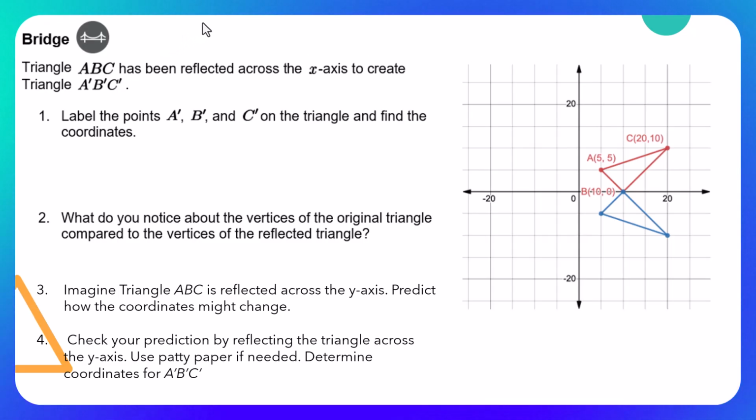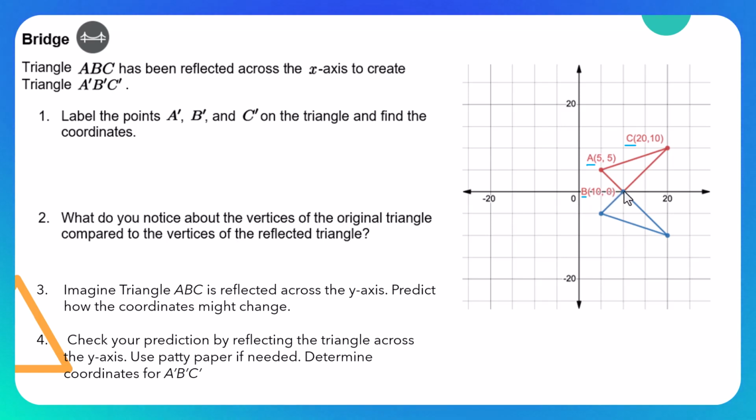All right, in the bridge, we have a picture of triangle ABC. So that's going to be the red triangle on the top. Here's point A, here's point B, and here's point C. Now we want to label the points A prime, B prime, and C prime on the triangle that's been reflected, the blue triangle on the bottom, once we fold that over with the x-axis being used as a mirror.